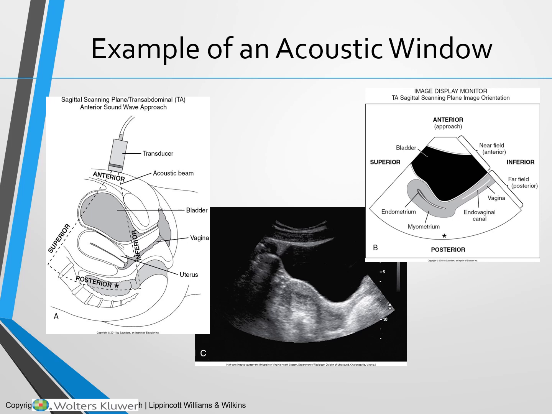Here's an example of a good acoustic window. This is a distended urinary bladder, and that's going to show up black on ultrasound because it's fluid filled. Posterior to that, we are able to see the patient's uterus. Without this distended or filled urinary bladder, this image would not be as clear and we would not be able to see the uterus or ovaries as well as we can with that filled bladder, making for a good acoustic window.